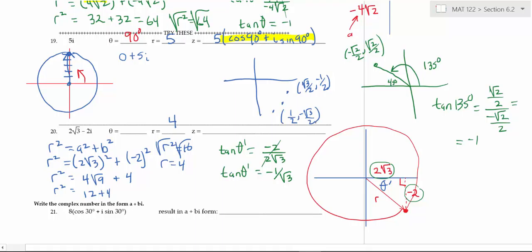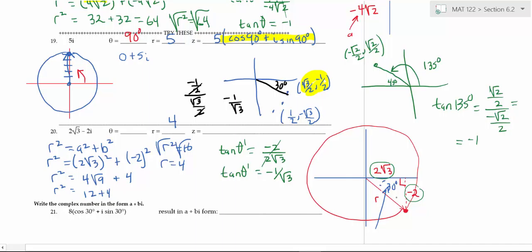Well, if you look at doing this one, if you did y over x on this, what you would have is negative 1/2 over root 3 over 2, with the 2's crossing out. So that gives negative 1 over root 3. So you would be looking at that reference angle there of 30 degrees. So what you reason out on this then is this angle right here, that reference angle is 30 degrees.